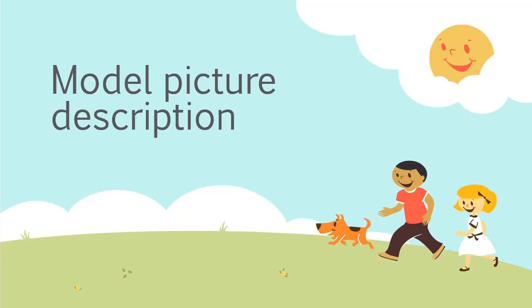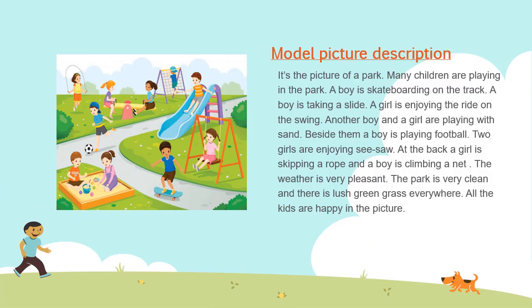Now we will do a picture description. Here is a picture in front of you, students. Let's start writing its description. First of all, you need to tell what the picture is all about. It is the picture of a park. What are the children doing? We will discuss one by one.